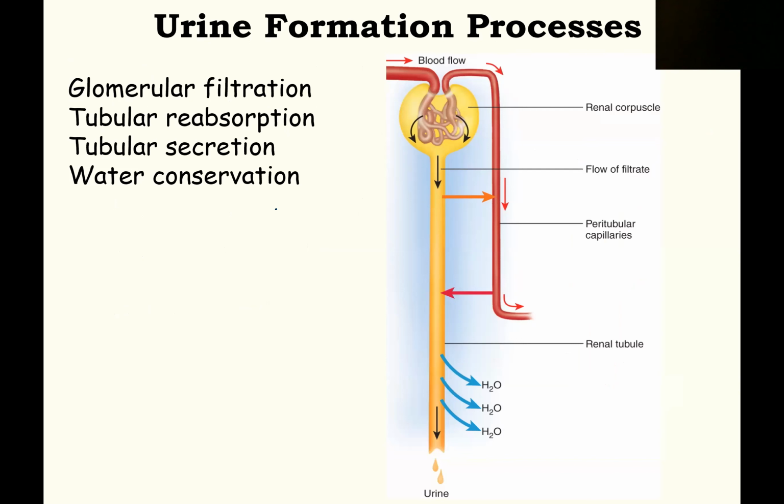There are four processes in urine formation. The first one is glomerular filtration. And in glomerular filtration, we're moving things out of the bloodstream and into the nephron. It tells you where it's happening and what's happening. Filtration, passive transport, tubular reabsorption. We're moving materials out of the renal tubules and back into the bloodstream. Tubular secretion. We're moving things out of the blood and into the nephron. And then water conservation, which can also be called concentrating urine. We're basically sucking the water out of the nephron to hold on to it and keep it in the body. So it's a back and forth process.